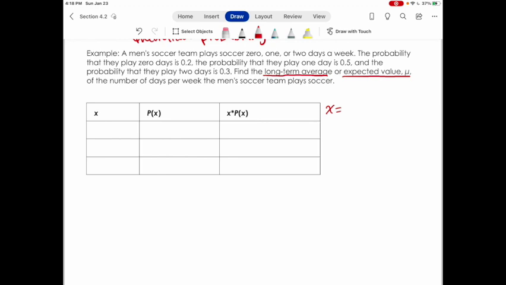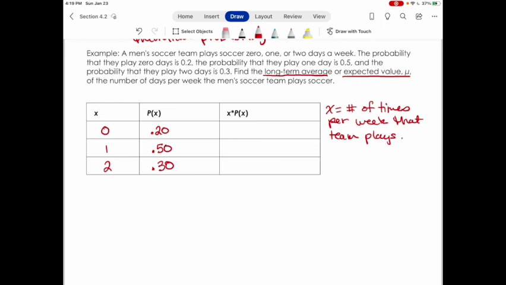We want to find the expected value of the number of days per week that the men's soccer team plays soccer. So we first have to label or describe our variable. So X is our variable, and that is the number of times per week that the soccer team plays. Okay, now in the problem, it says that they either play 0 days, 1 day, or 2 days. And then the corresponding probabilities for those values of our variable were 20%, 50%, and 30%.